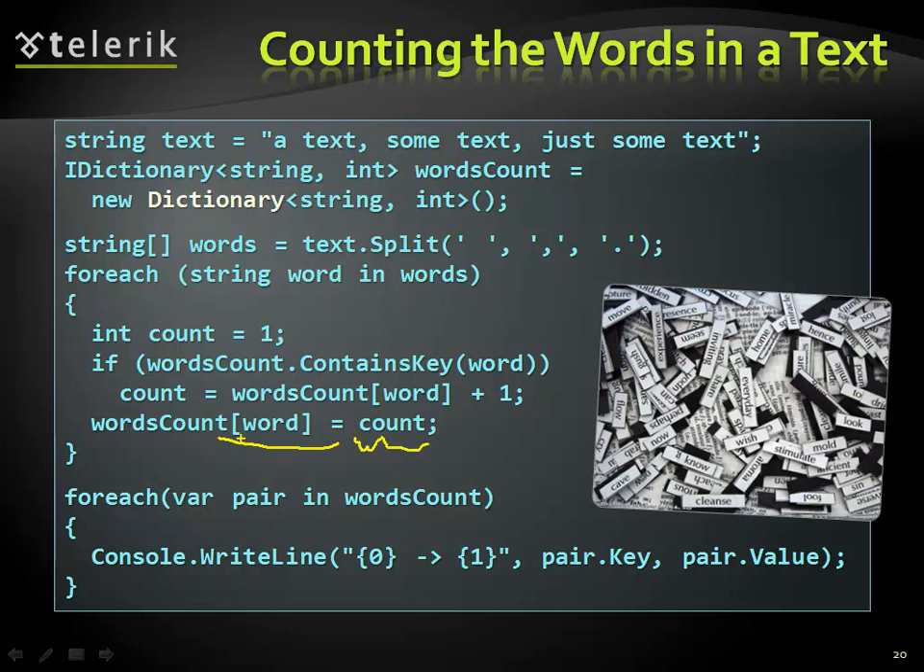What we did a little while ago with Peter. Words count, Peter equals 5, for example. This thing does the same. Count is 1. If we have the key, make count equal to the value which we have there plus 1, and then write it into words count at that position. And then go through each and every element of our words count dictionary and print it out in the console.